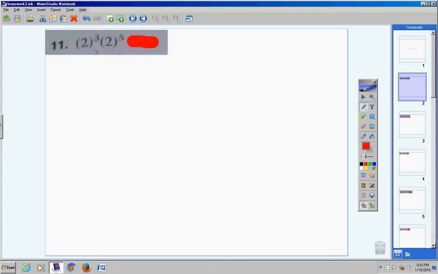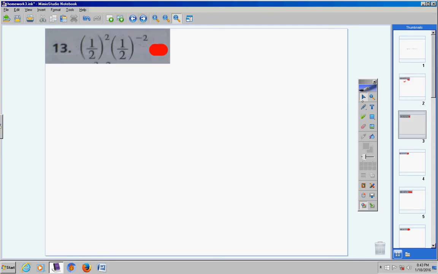Alright, here we go. Problem number 11. Notice we're multiplying like bases, a base of 2 and a base of 2. When you're multiplying like bases, you write the like base once, and you add the exponents. 3 plus 5 is 8. Now with the calculator, or you can probably do it in your head, 2 to the 8th power is 256. So the answer is 256.